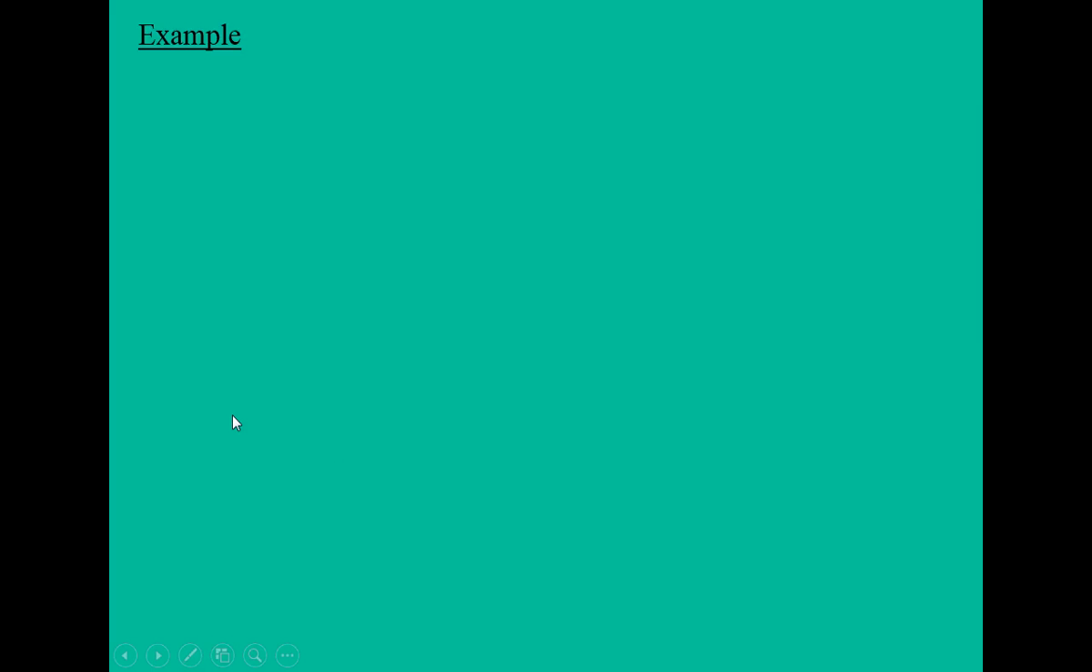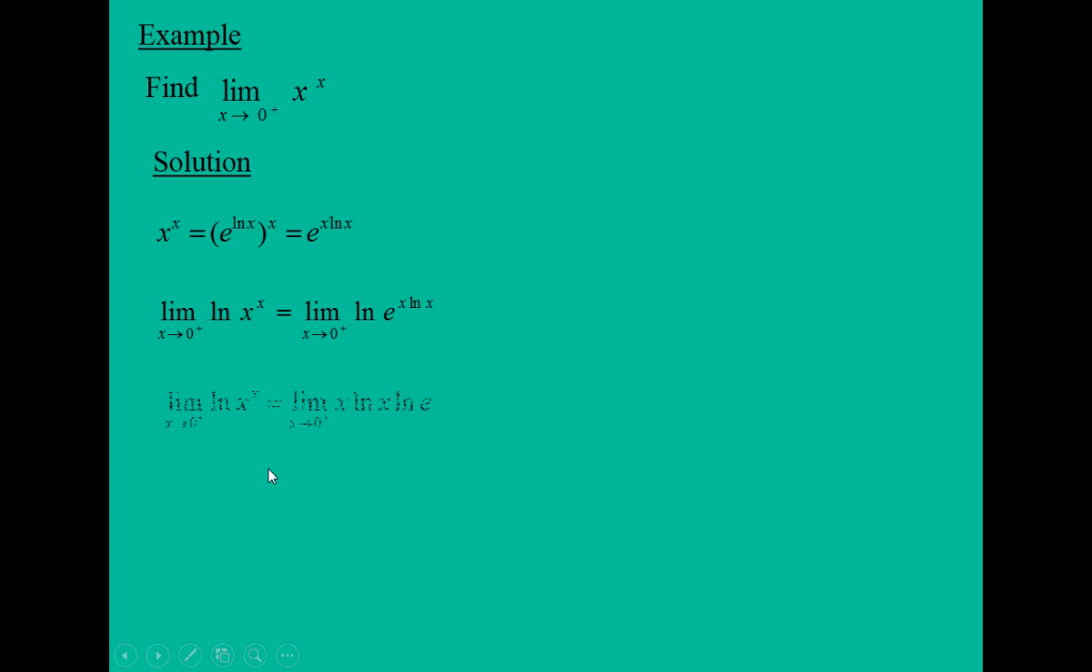Example. Find the limit of x raised to the x power as x approaches 0 from the right. Now again, we have an f of x raised to the g of x. So we're going to set this equal to y because we're getting the indeterminate form 0 to the 0 power. And this is using a little bit different technique than what we used in the last problem. I'll go ahead and finish this out here.